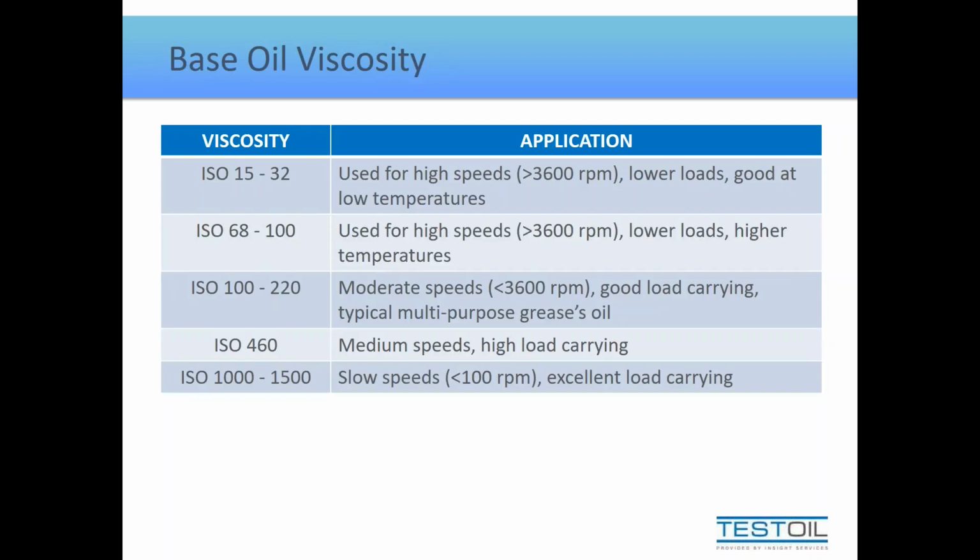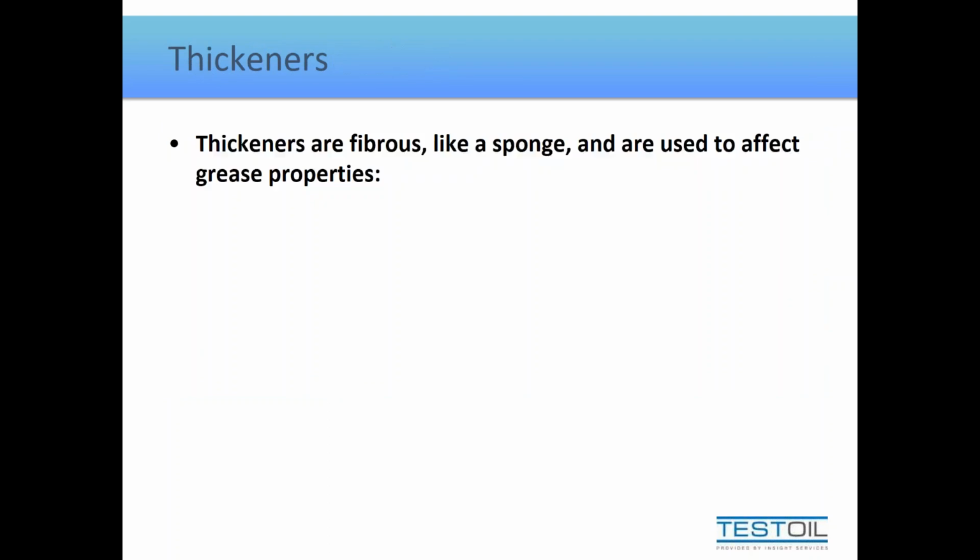Now the next portion of a grease is the thickener. And when we think of the thickener, like I said, think like a sponge. It is a fibrous entity. It is holding on to, trapping, if you will, the lubricant. But the thickener does impart some properties to the grease.